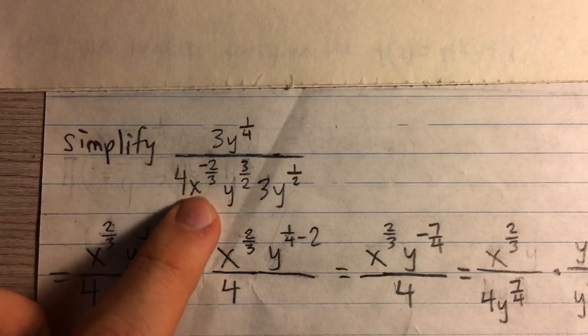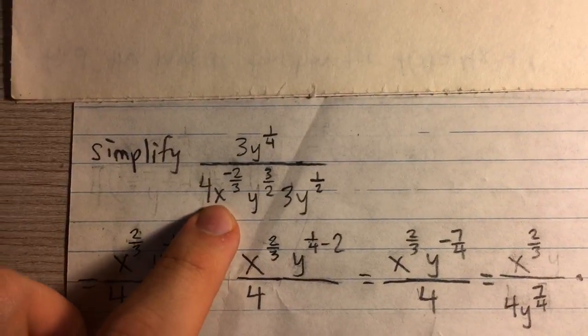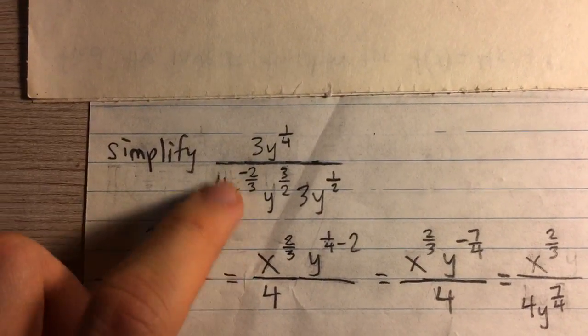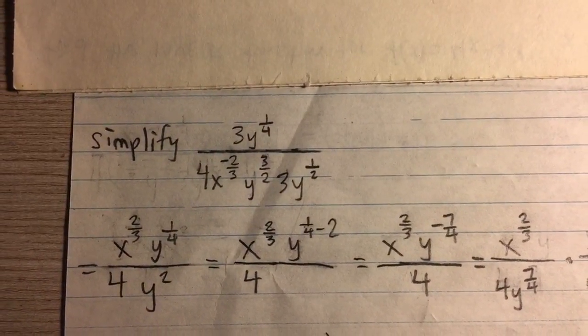Next, we have a negative exponent. So what we can do is write it as a positive exponent by taking the reciprocal of this. In other words, we're moving it to the numerator and making it a positive exponent.